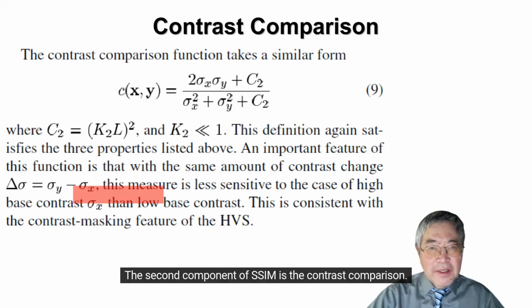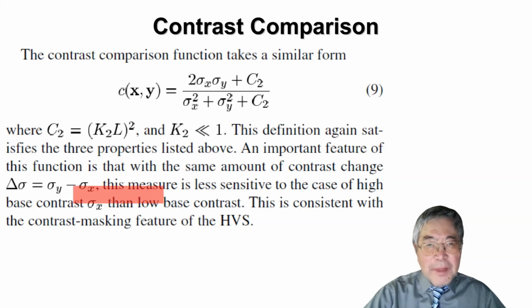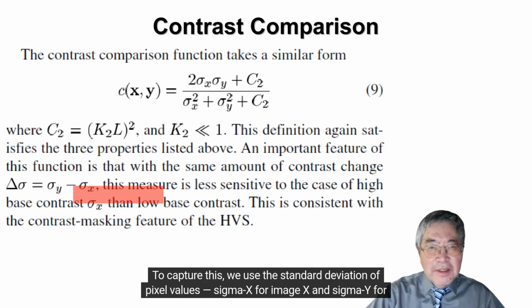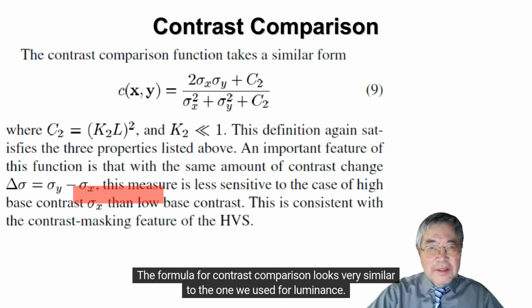The second component of SSIM is the contrast comparison. Even if two images have the same average brightness, they may still look very different if their contrast is not the same. One might look sharp and vivid, while the other looks flat or washed out. To capture this, we use the standard deviation of pixel values, sigma x for image x and sigma y for image y. The formula for contrast comparison looks very similar to the one we used for luminance.